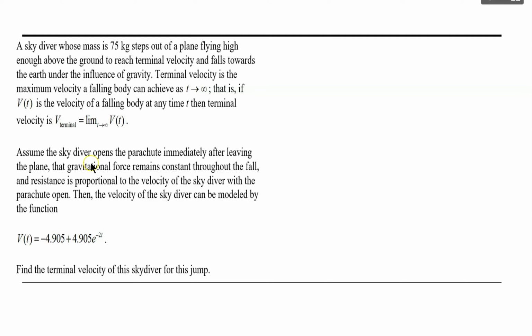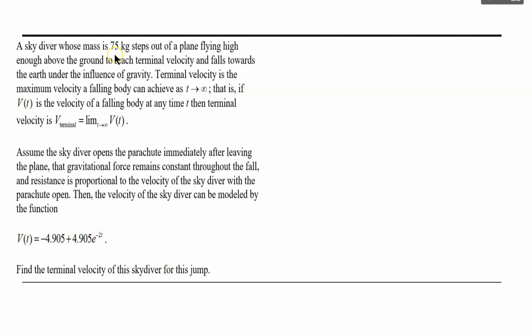So assume that our skydiver opens the parachute immediately after leaving the plane. That gravitational force remains constant throughout the fall, and resistance is proportional to the velocity of the skydiver with the parachute open. Then the velocity of the skydiver can be modeled by the function v of t equals negative 4.905 plus 4.905 e to the negative 2t. What we want to do is find the terminal velocity of the skydiver for this jump.